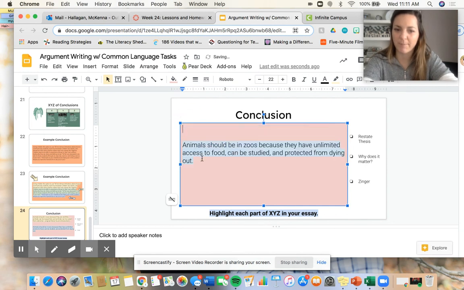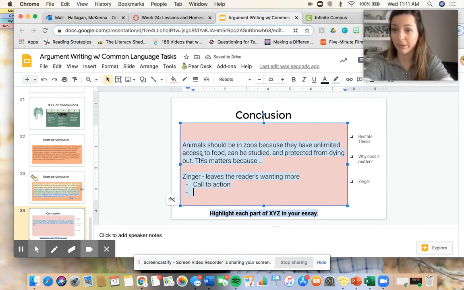I then have to talk about why it matters. So this matters because... and then zinger. A zinger that leaves the readers wanting more. This can be a call to action. What should people do about zoos? This could be a provoking question, but it needs to match the topic.